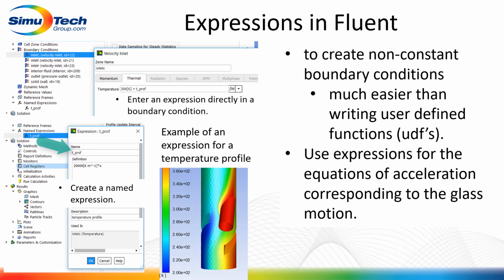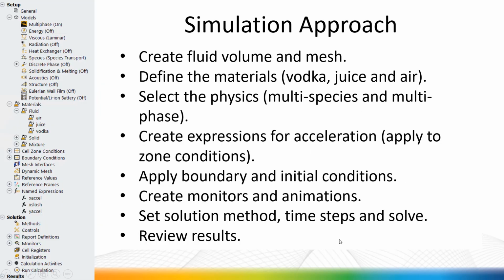We can create named expressions or enter expressions directly in a boundary condition. We will be using expressions in this demonstration for the equations of acceleration corresponding to the glass motion. I've outlined the steps in our simulation of creating the fluid volume and mesh, defining the materials, selecting the physics of multi-species and multi-phase, creating expressions for acceleration of the glass motion, applying boundary and initial conditions, creating monitors and animations, setting solution methods, time steps, and solving, and finally reviewing our results.